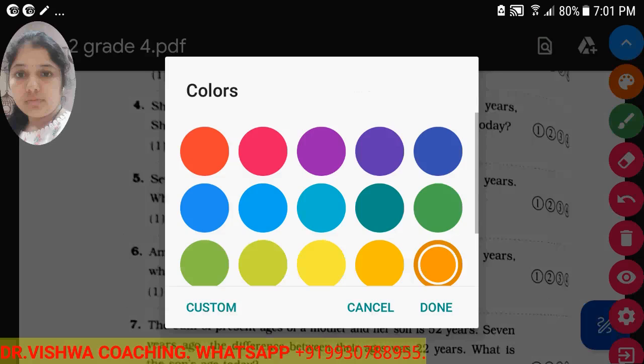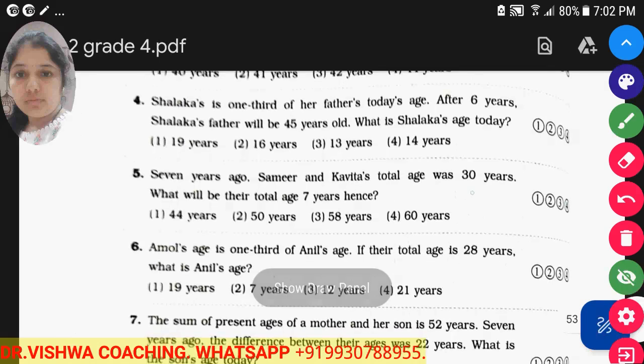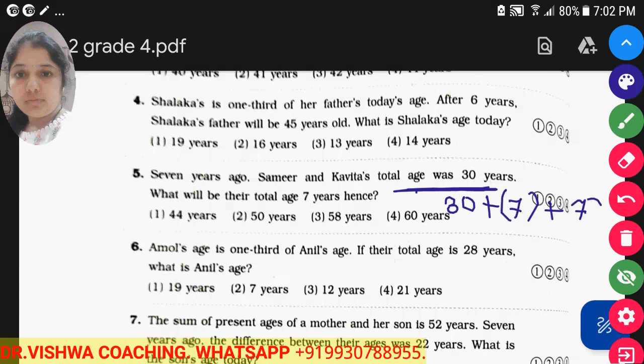Now we'll move ahead. 7 years ago, Samir and Kavita's total age was 30 years. What will be their total age 7 years hence? Now see, 7 years ago their total age was 30 years. Okay, so at present, what will be the total of their ages? 30 years plus 7 years for Samir, 7 years for Kavita.